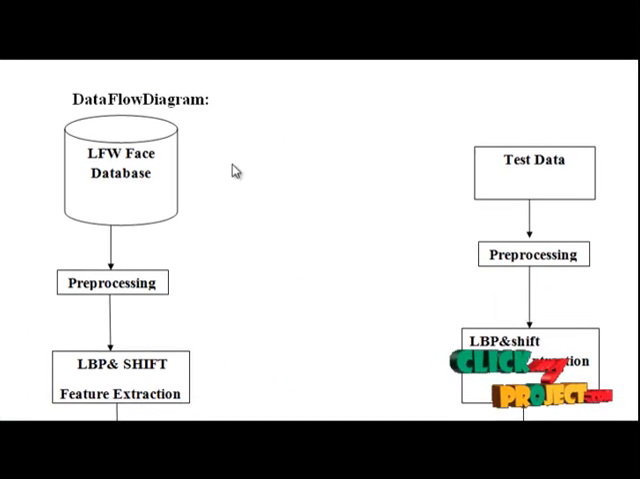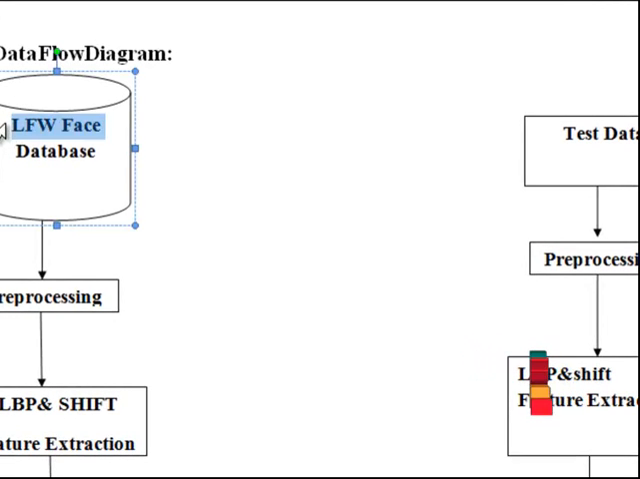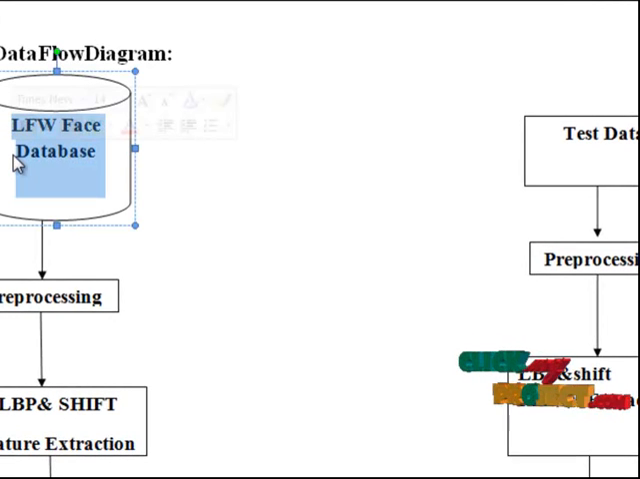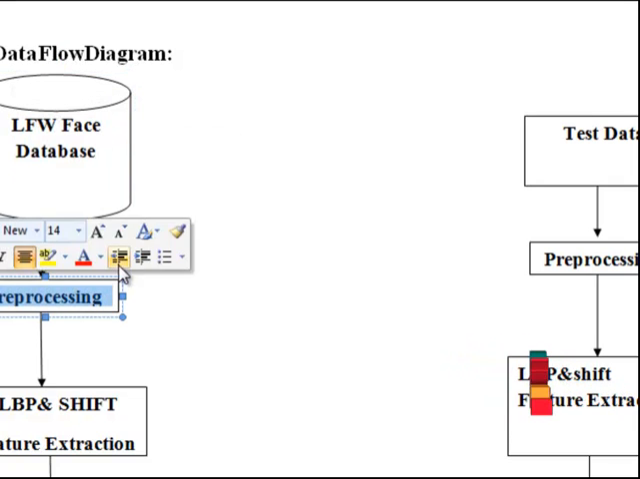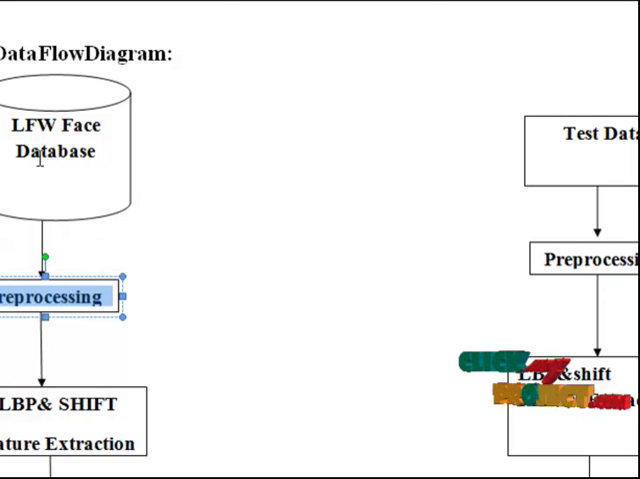Now let us have a view on the data flow diagram. First we load our LFW face database, which contains various persons' face images, and the faces show a big variety of lighting, pose and appearance. The next step is pre-processing. If any noise occurred in our input images, it is removed. Noise is any undesired information that contaminates an image. These noises are removed using filters, and here we are using a median filter.